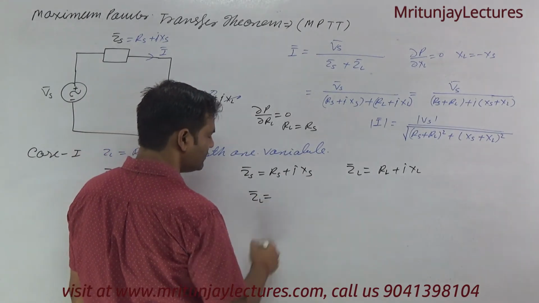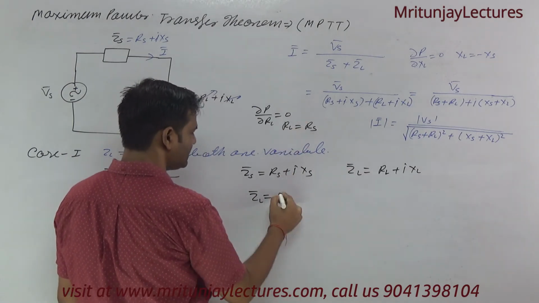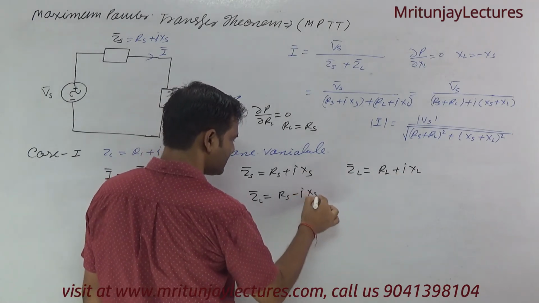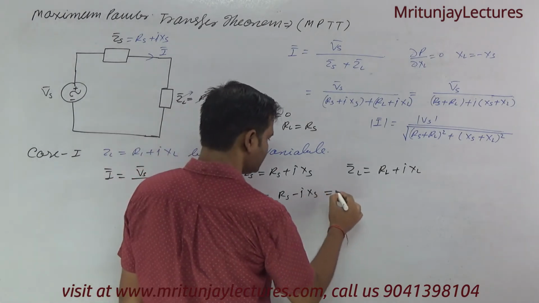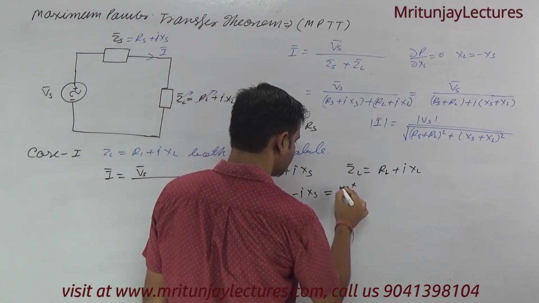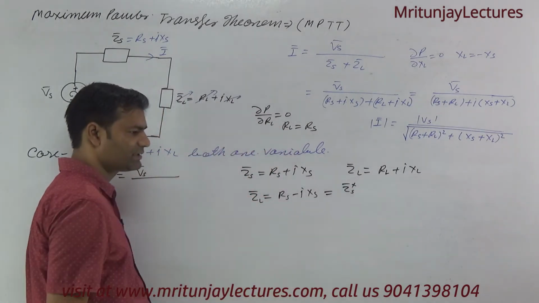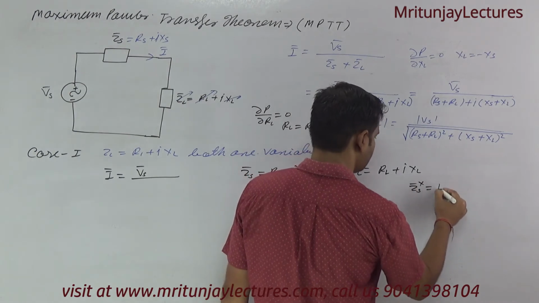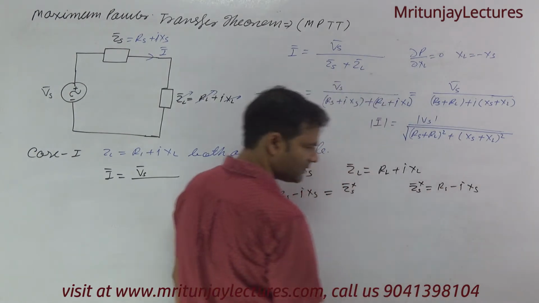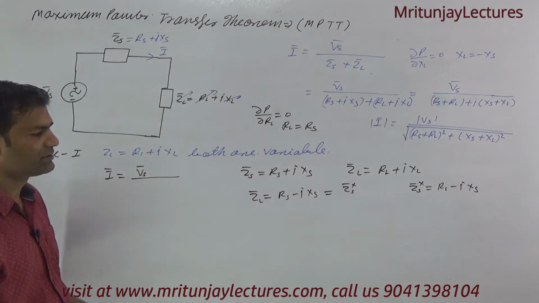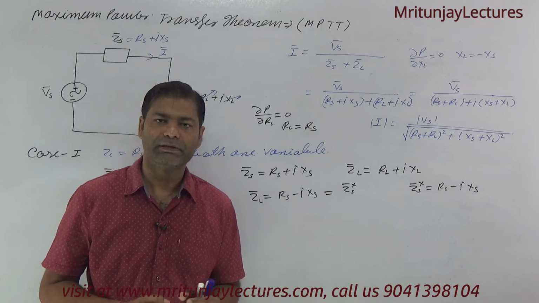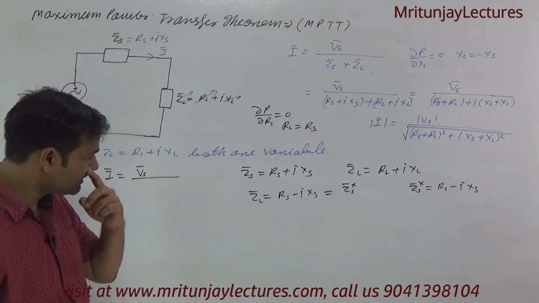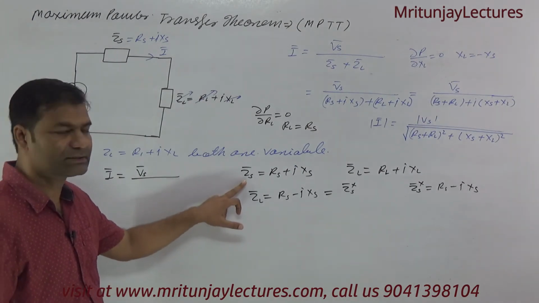ZL will be equal to: RL is equal to RS at maximum power transfer, and XL is minus jX. It means this is ZS conjugate. Why? If ZS is like this one, then ZS conjugate is RS minus jX. So you can say that in case of maximum power transfer, load impedance is nothing but the conjugate of source impedance.